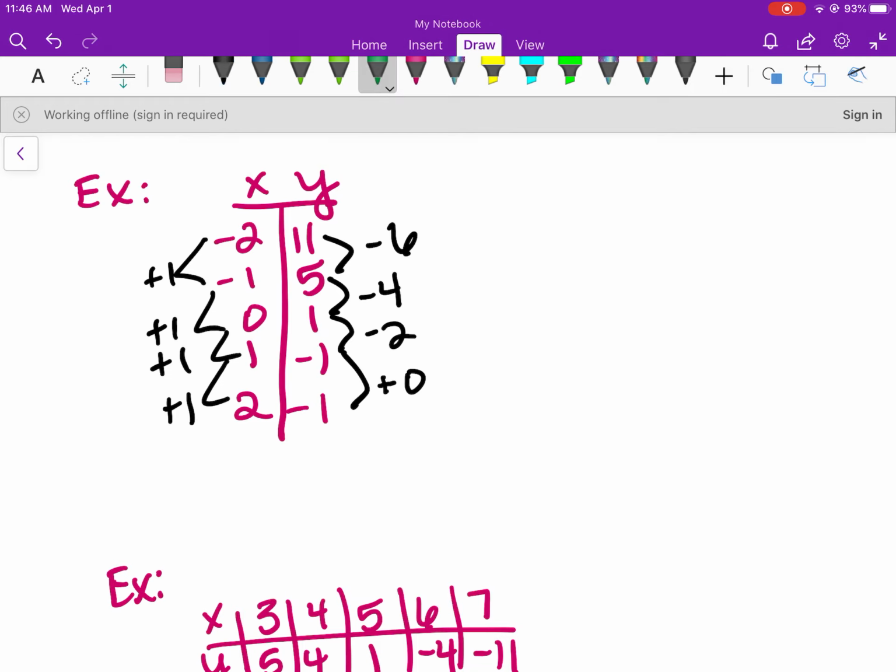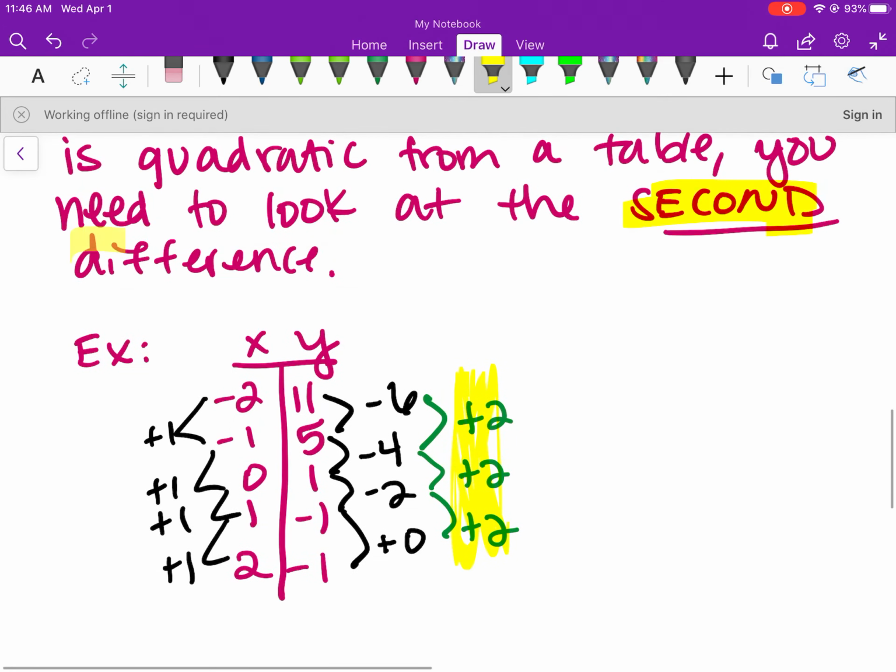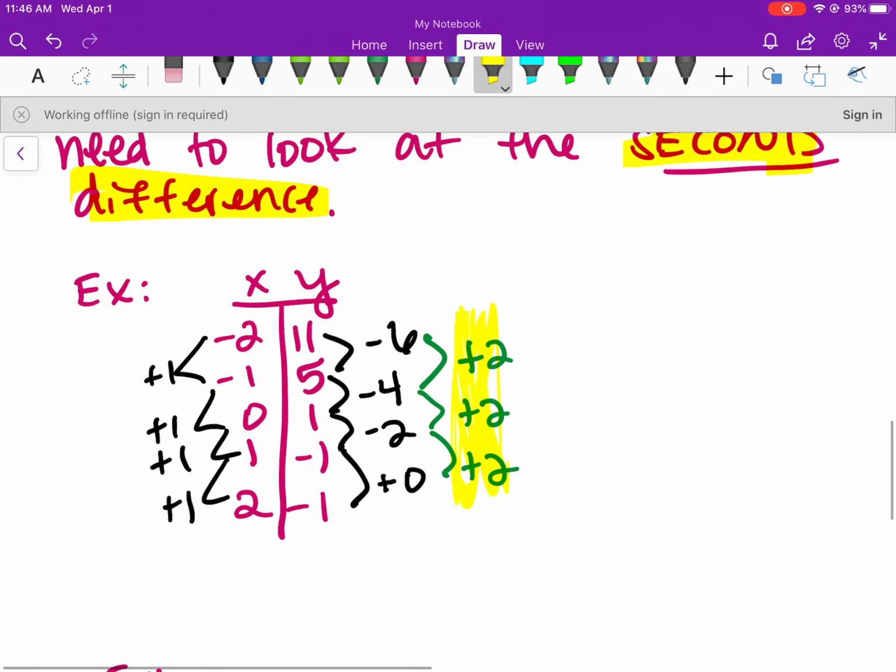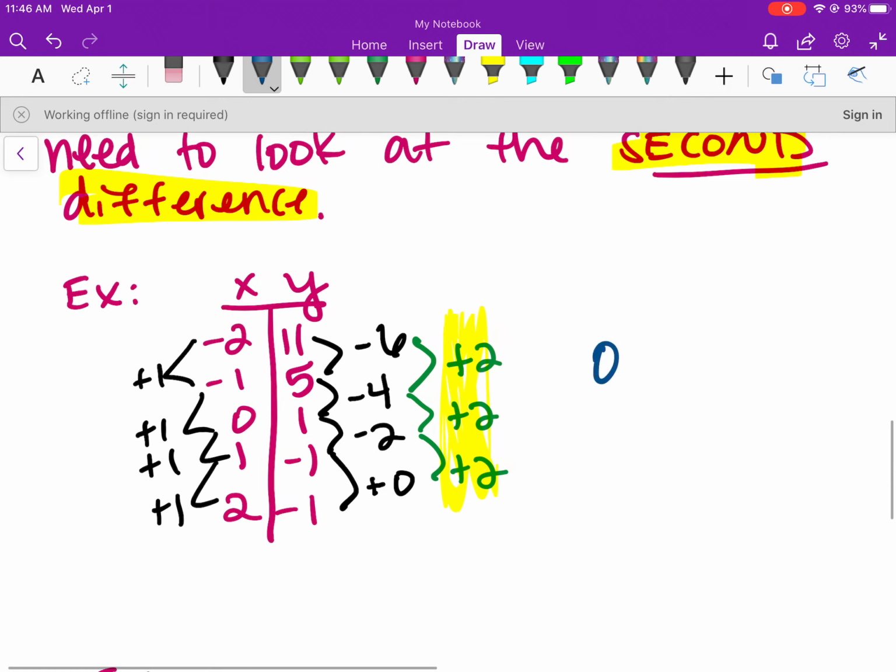Now, the second difference I was talking about is this. The difference from -6 to -4 is +2. The difference from -4 to -2 is +2. And the difference from -2 to 0 is +2. That is your second difference. Because the second difference is constant, it is a quadratic function.